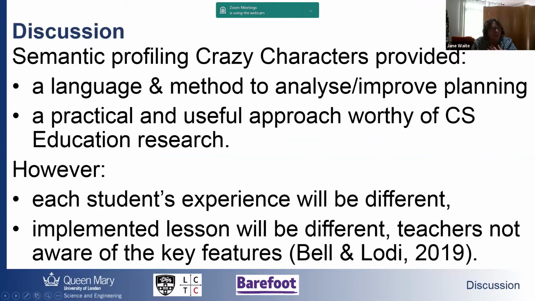So what semantic profiling did for me was it gave me a language and a method to analyse my lesson plan in detail with Carl Maton. And since then, I've been able to discuss that lesson plan with other teachers, and we're using it more widely as well to help teachers talk about and compare lesson planning activities. And the suspicion is that perhaps it is a practical and useful way that we could analyse activities in CS education. And I suppose that's a question to you. Do you think it's a useful approach?